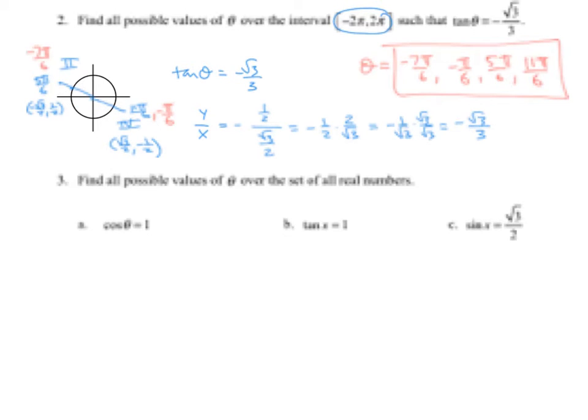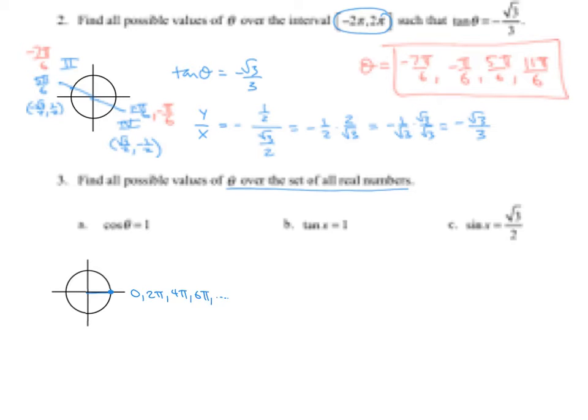In these next problems, we have yet another domain situation where theta is in the set of all real numbers. So theta can be any number from negative infinity to infinity that satisfies the equation. Cosine theta equals 1 at theta equals 0, but that's also 2 pi. If I make another full circle, it's also 4 pi, it's also 6 pi, and so on.